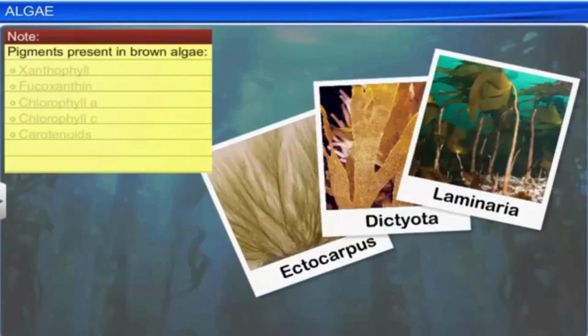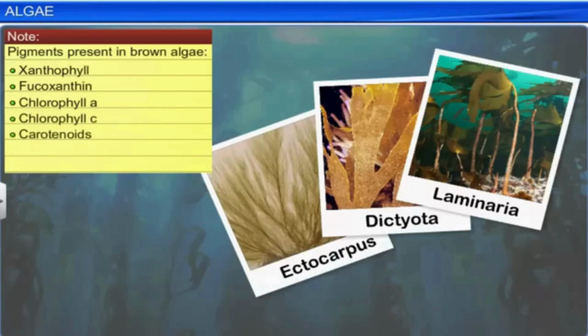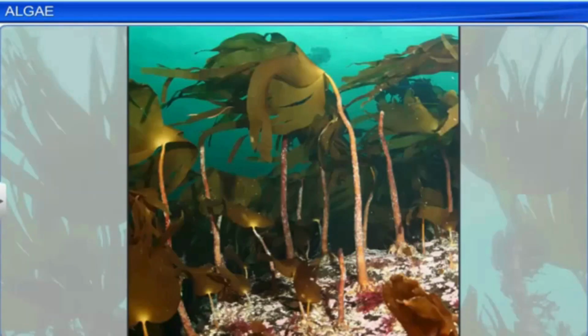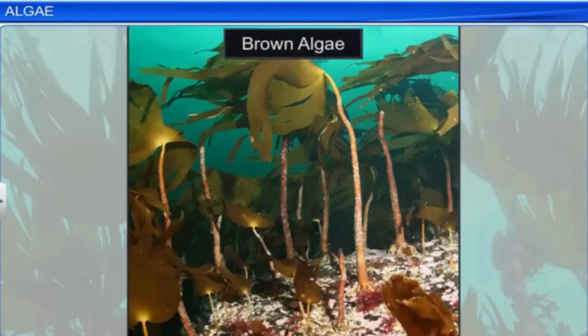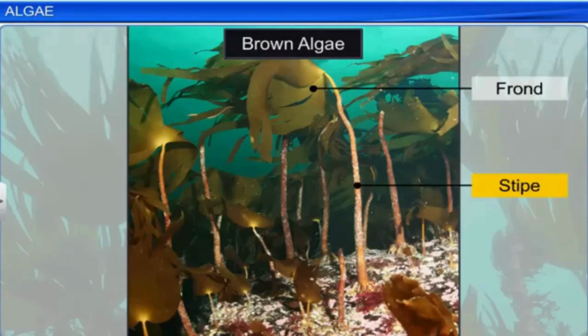They also vary in color due to the varying concentration of the pigments, xanthophylls and fucoxanthin. Apart from these pigments, chlorophyll A, C, and carotenoids are the other major pigments found in brown algae. Let's now take a look at the body structure and cellular structure of brown algae. The plant body consists of a frond, a leaf-like photosynthetic organ, and a stipe that functions as a stalk. The frond and stipe are attached to the substratum by a holdfast.